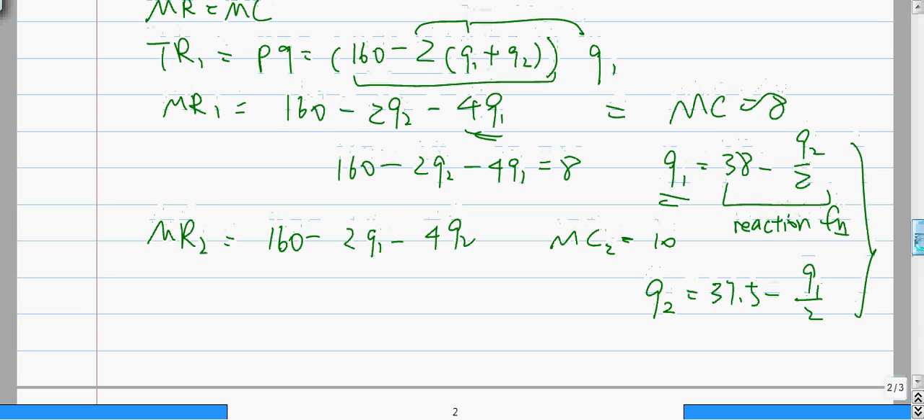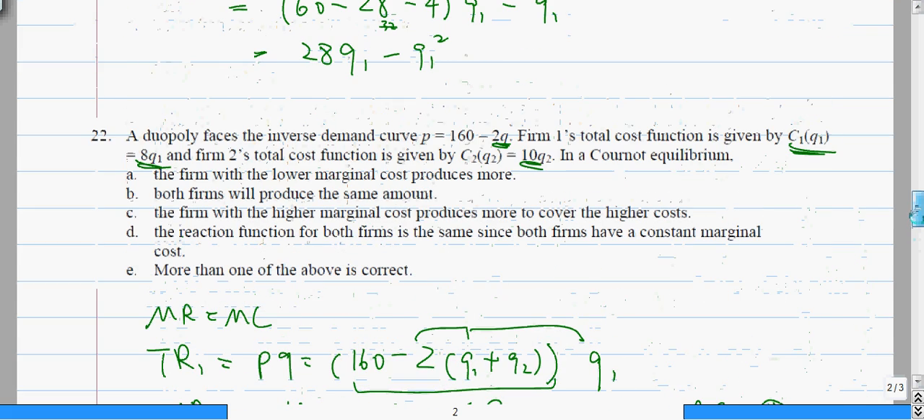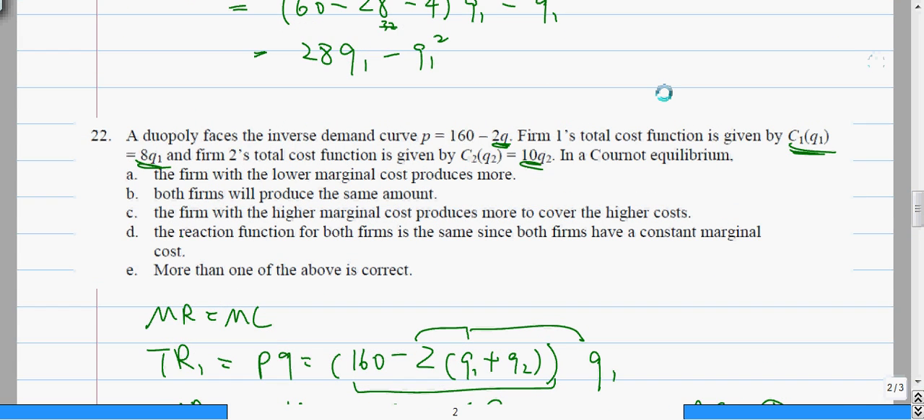After you solve them, you could choose one answer, but I think the answer is that the lower marginal cost firm will produce more because it's cheaper to produce, basically. The other one, same, is obviously wrong because those two reaction functions are different, and so is D. And C is the opposite of A, so C is wrong as well, so we don't choose E. So that would be why we choose A.